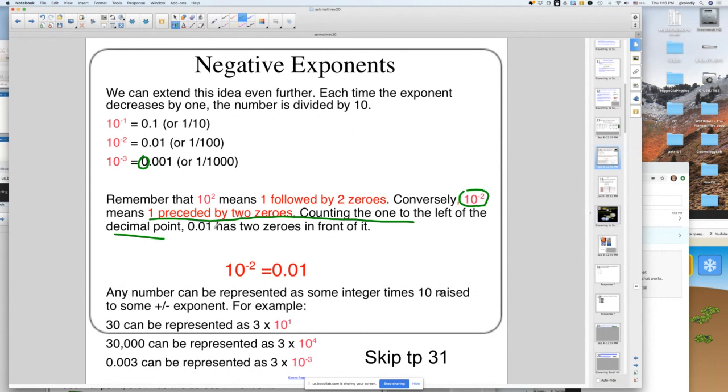So 0.01 has 2 zeros in front of it, so we'd write it as 10 to the minus, sorry, 0.001 has 2 zeros in front of it, and you will write the number as 10 to the minus 2. Any number can be represented as some number times 10 raised to some power, and that power could be now positive or negative. So 30,000 can be written this way, 0.0003 can be written this way.